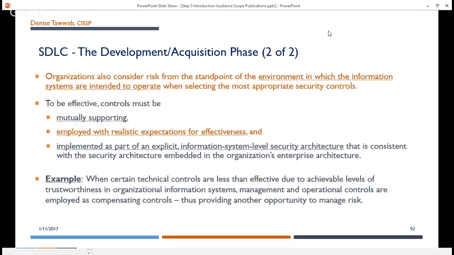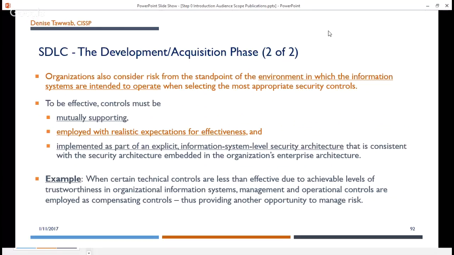You also consider risk from the standpoint of the environment in which the information systems are intended to operate when selecting the most appropriate security controls. To be effective, controls must be mutually supporting, employed with realistic expectations for effectiveness, and implemented as part of an explicit information system level security architecture that is consistent with the security architecture embedded in the organization's enterprise architecture. So you don't just establish your enterprise architecture and the security architecture and leave it at tier two. It comes down to the system level and actually gets implemented there.